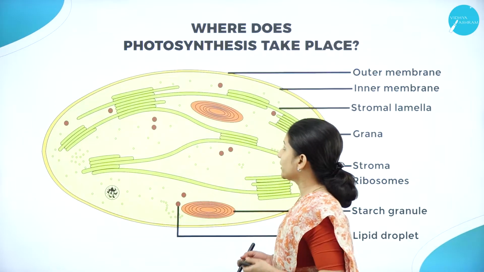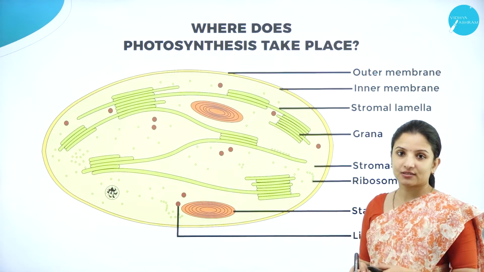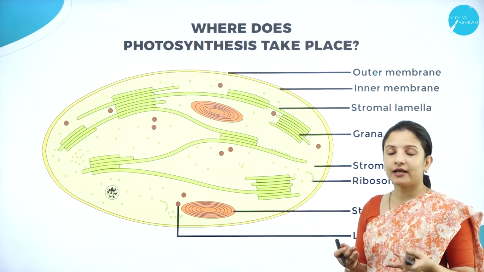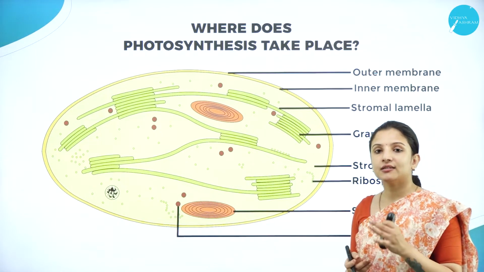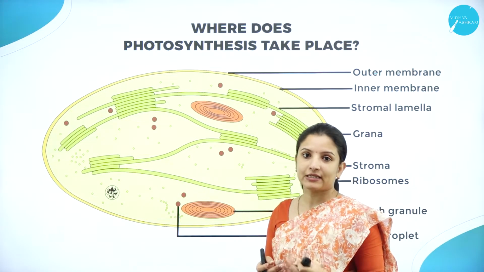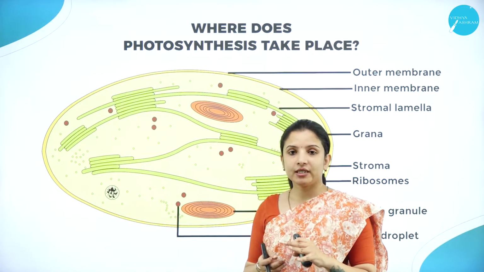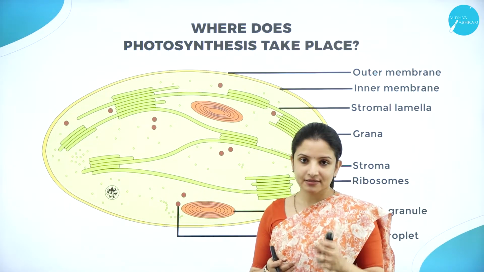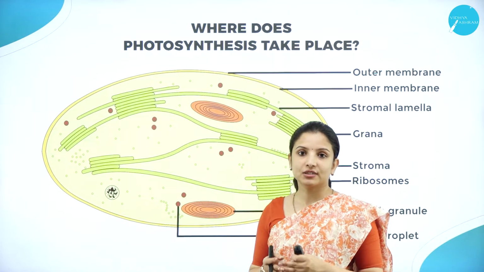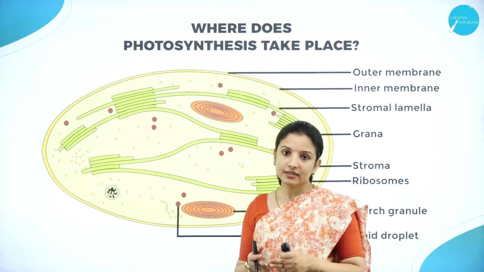To begin with, we shall see where photosynthesis occurs. We know that photosynthesis occurs in green plants, right? So where exactly does it occur? In green plants, especially in the leaves and to some extent in the green stem, photosynthesis occurs. The major part of photosynthesis takes place in the leaf itself.